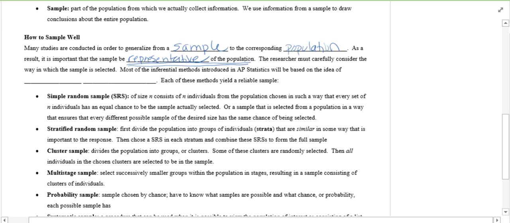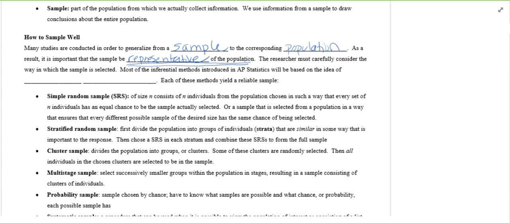So if we think about it really quick, let's talk about seniors at Oak Ridge High School. Do you think that our class, AP Statistics, is representative of the population of all seniors at Oak Ridge High School? Do you think that all the different types of students that we would have in the population are represented in the class of AP Statistics? What do you think about that?